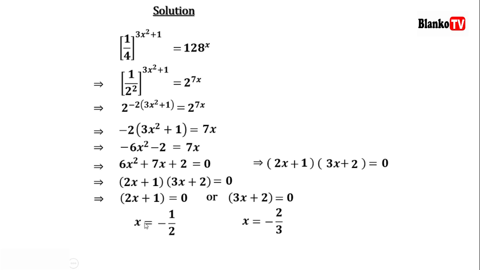So x is equal to -1/2, or x is equal to -2/3. Therefore the truth set is {x : x = -1/2 or x = -2/3}.